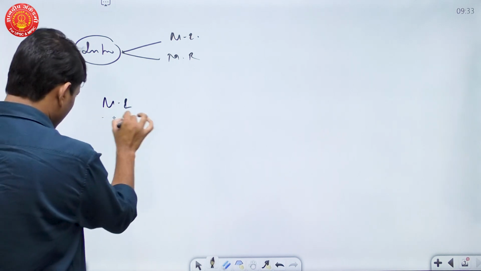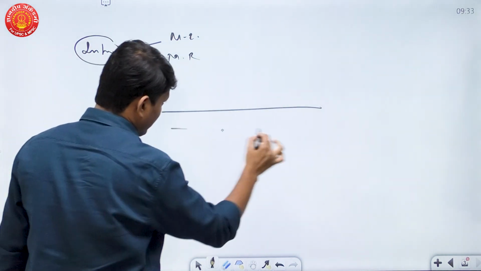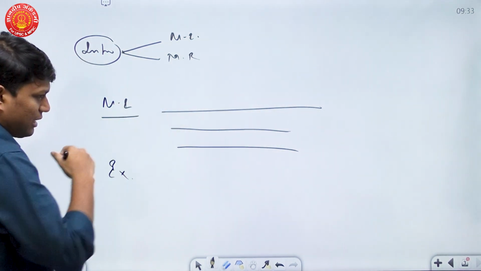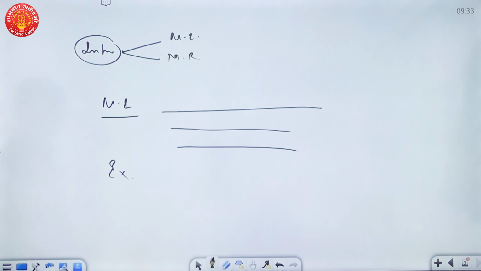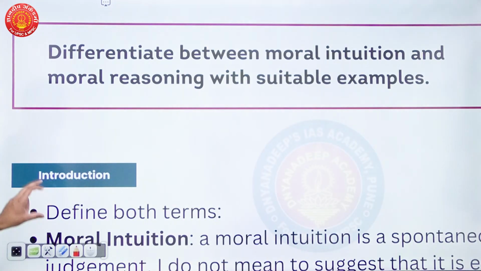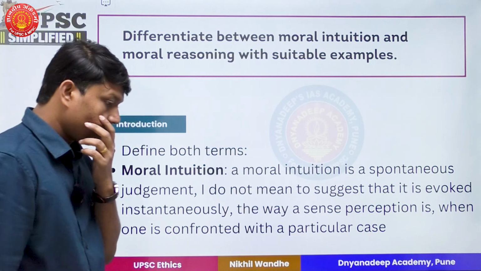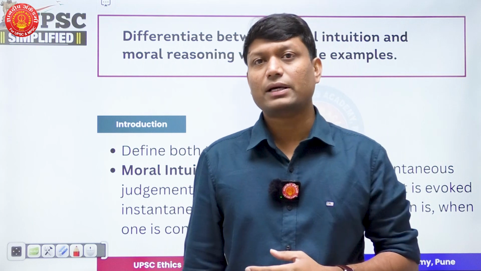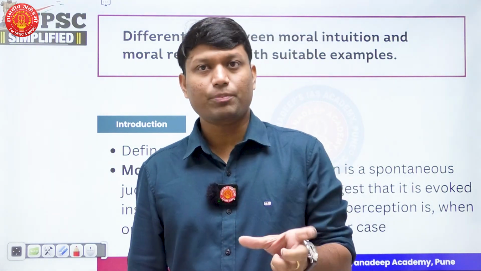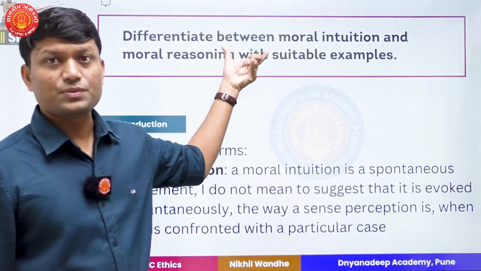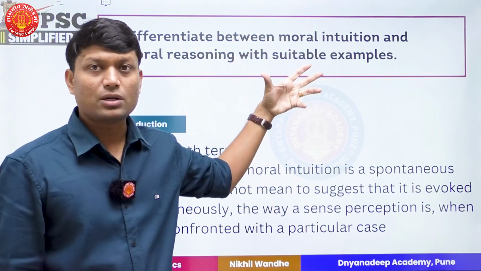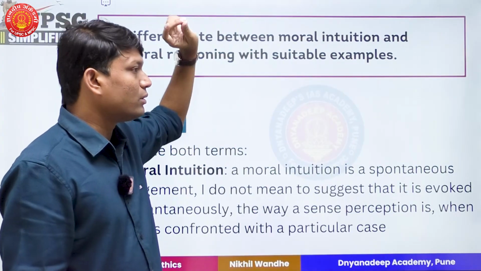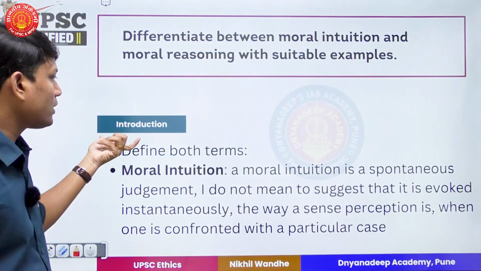I'll first explain what moral intuition is. I'll provide some details on moral intuition and then provide an example, and similarly I'll repeat for moral reasoning as well. Since it is a straightforward question, there are not going to be many complexities while writing the answer. The only problem is to define and understand these particular terms well and to provide a suitable example. Now when I am saying moral intuition, let us see first what introduction can be written.